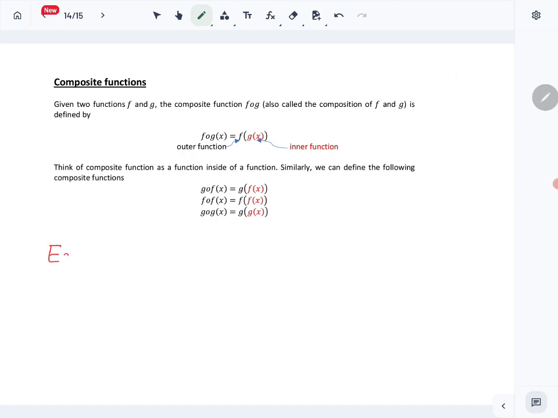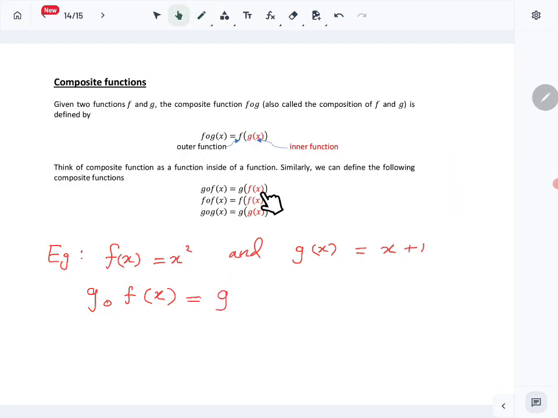So quick example, let's say f of x is x squared and g of x is x plus 1, right? So then what is g circle f? This is a composition between g and f, no? So write it using the definition. What is the inner function? f of x. So g of f of x. So f of x is inside of g. So just write f of x. What is the f of x expression? x squared. So you are trying to find g of x squared. So that is what? x squared plus 1. So that is how you find a composite function.